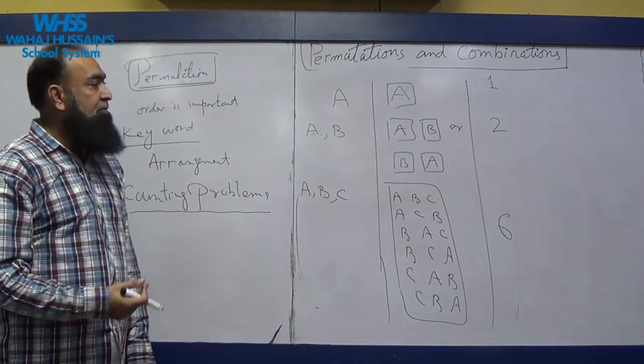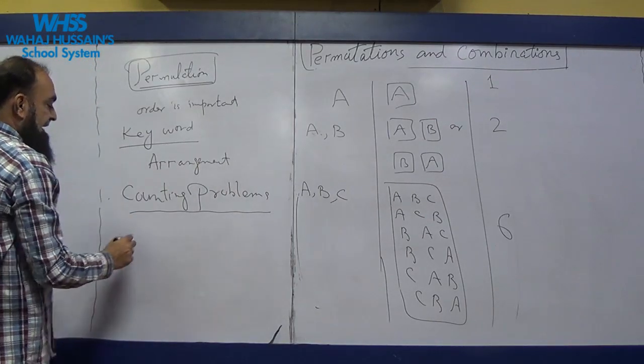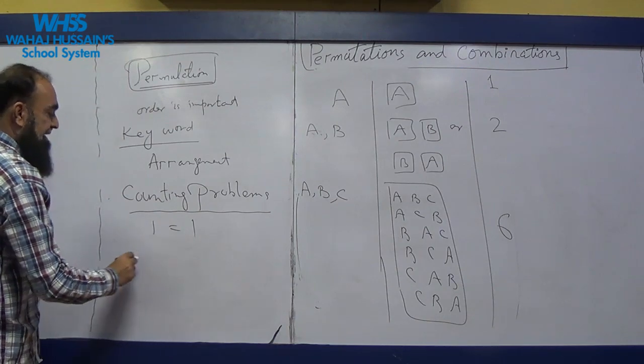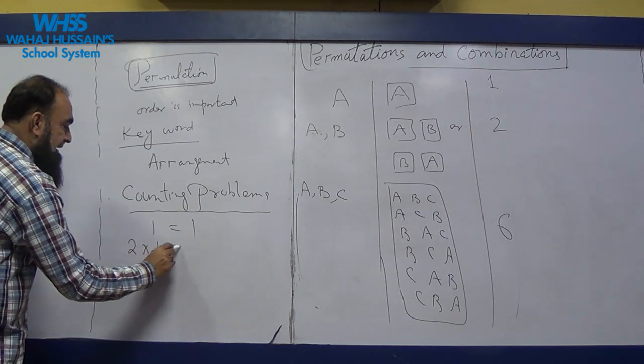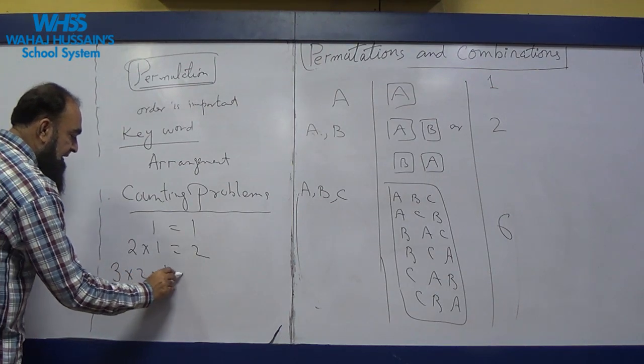So what is the formula we can have for this? Look at this one. If we have one object, we can write in one way. If we have two objects, we can write 2 into 1, that is 2. If we have three objects, we can write 3 into 2 into 1, that is 6.